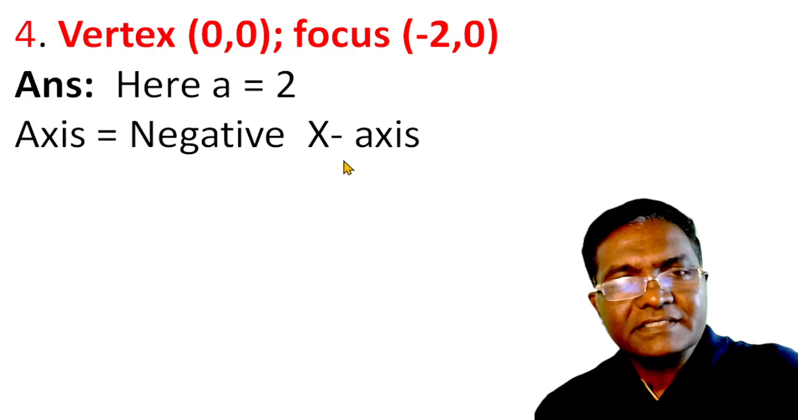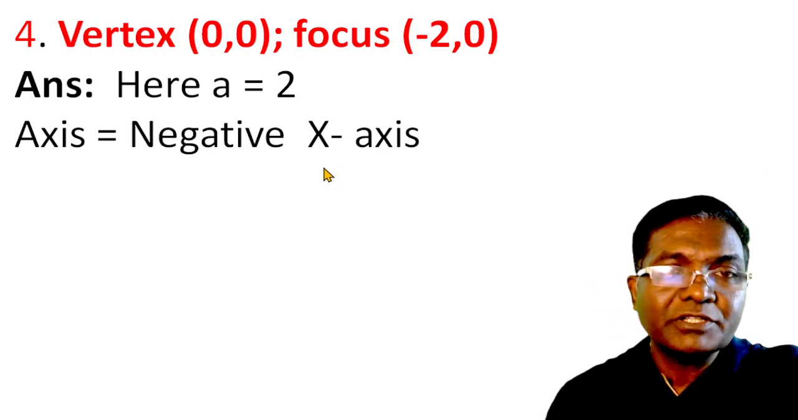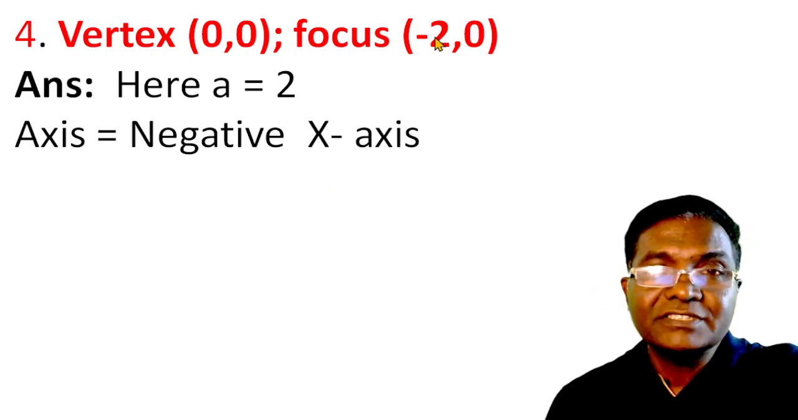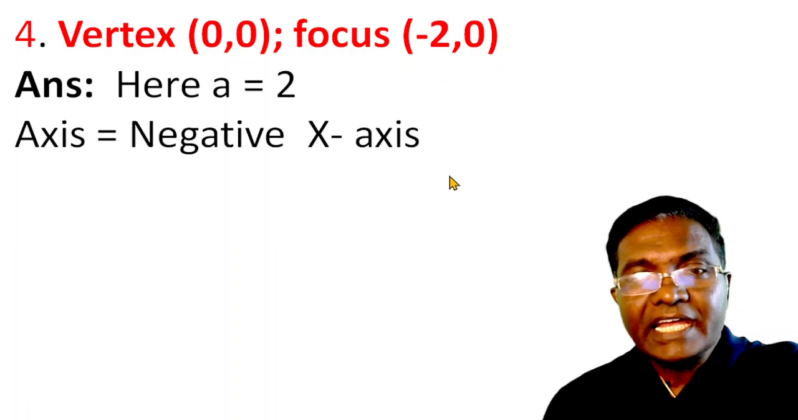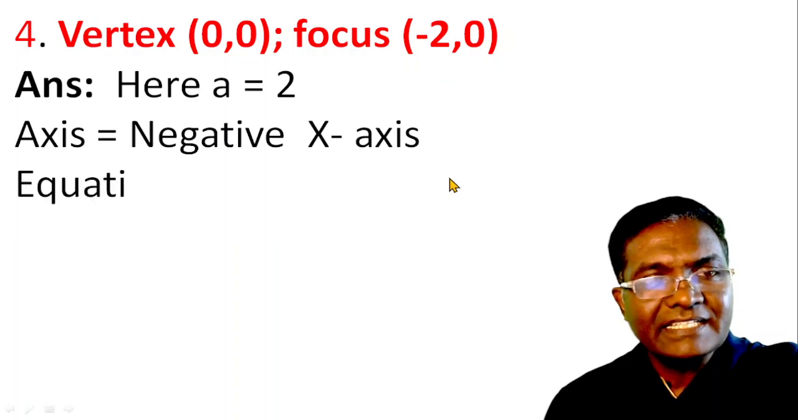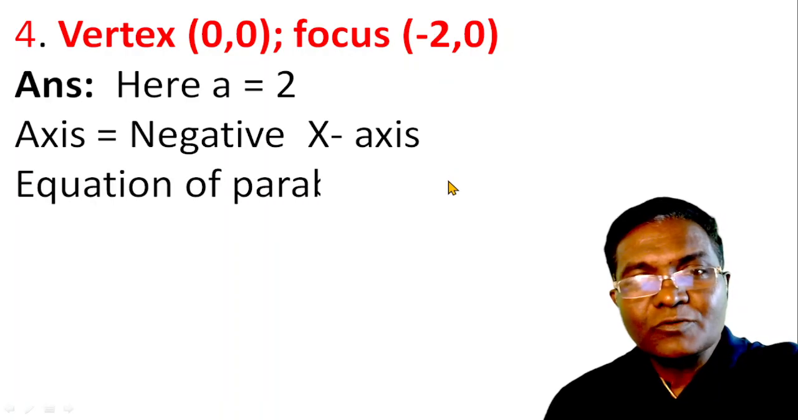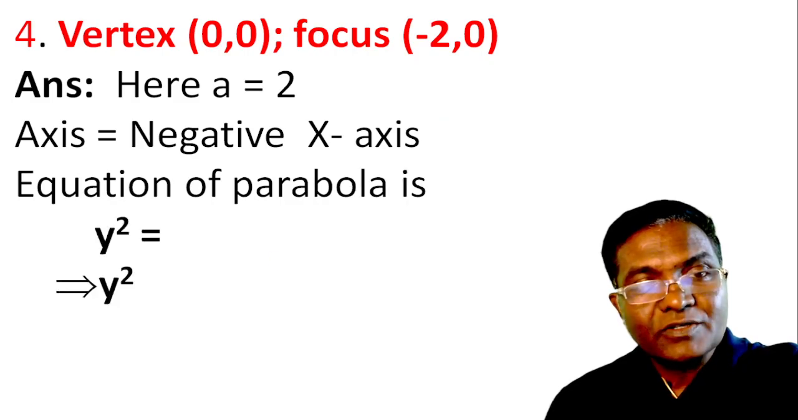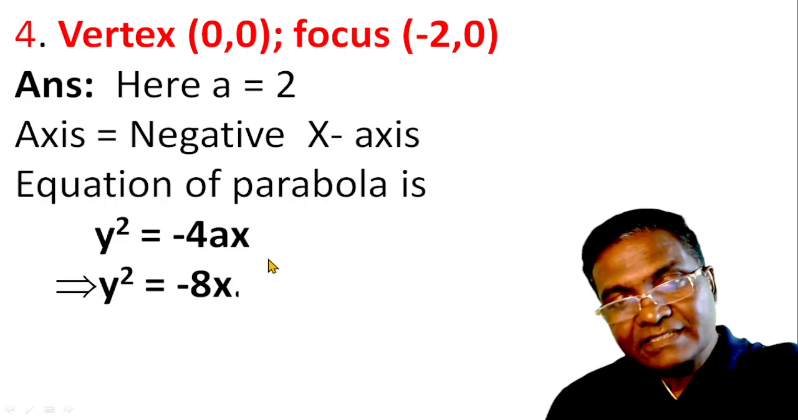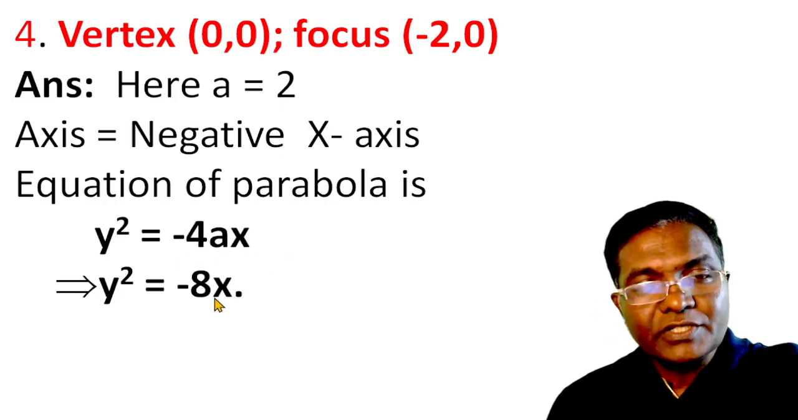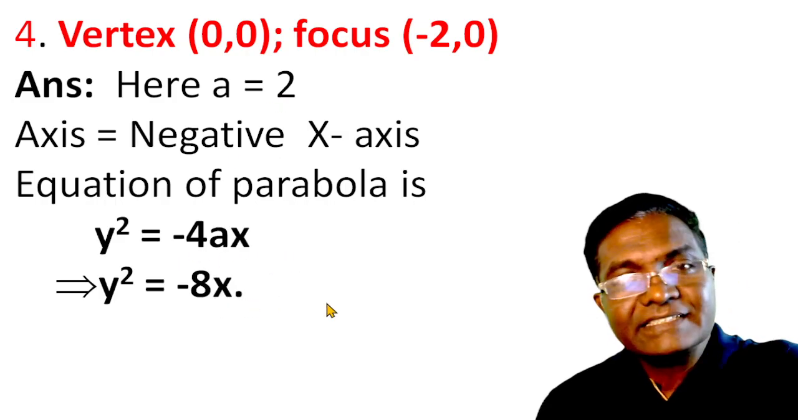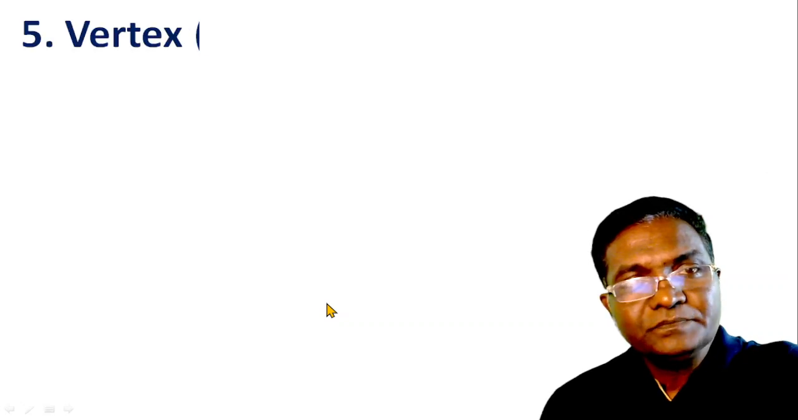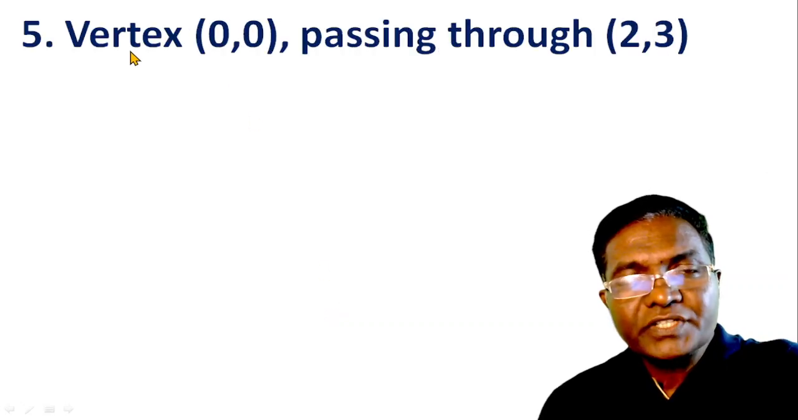So what is the equation of the parabola with vertex at 0, comma 0 and focus on the negative x-axis? It is y square equal to minus 4ax. So a is 2 here, 4 into 2 is 8x. Yes, very simple. Next, one more question.